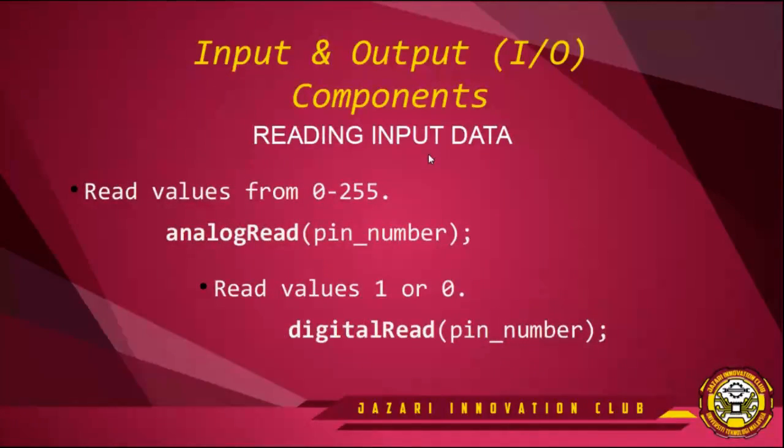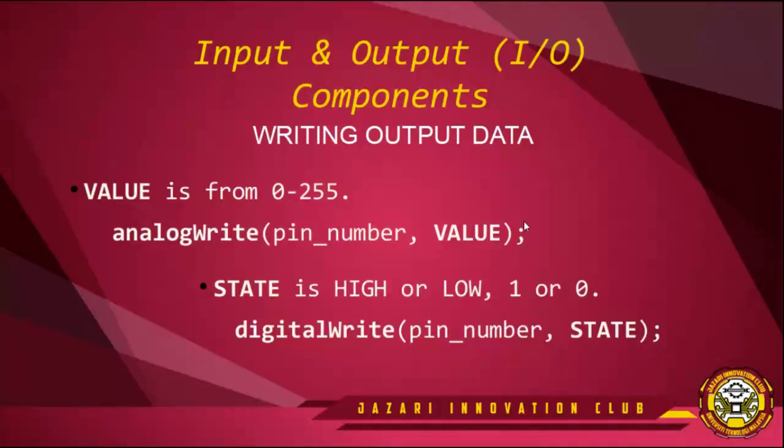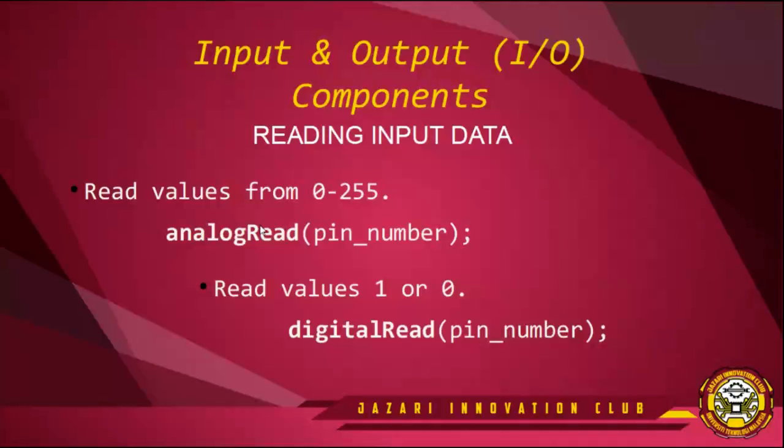Next, reading input data. Okay, reading input. So for analog, you write like this: analogRead, pin number. Just as easy as that. Okay, with capital R. Okay, don't forget this semicolon. It also goes the same from the previous slide. Don't forget the semicolon. Okay. So it reads values from 0 to 255.